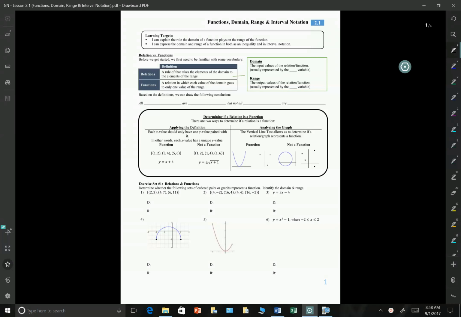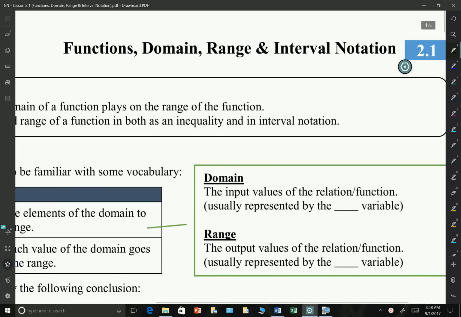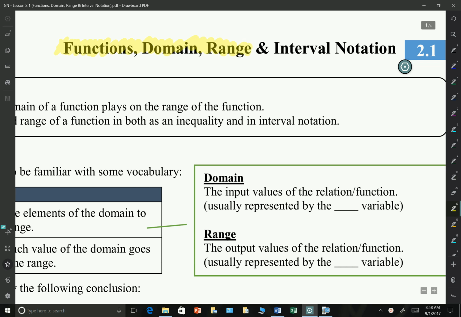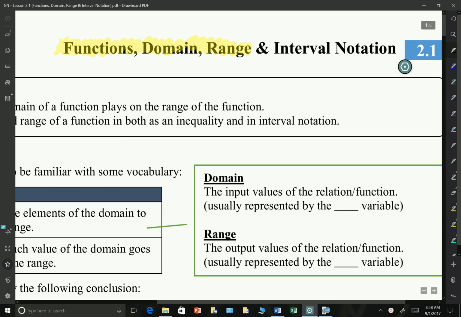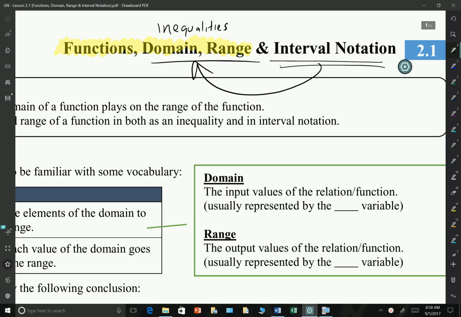All right, so chapter 2. The first lesson, we are going to be dealing with functions, domain, range, interval notation. Today, we're going to focus on what's a function and what's the domain and range of a function. On Tuesday, we are then going to address what's interval notation and how do we write domain and range in interval notation. So today, we're going to use inequalities to do this. And then on Tuesday, we're going to look at how to do it with interval notation.